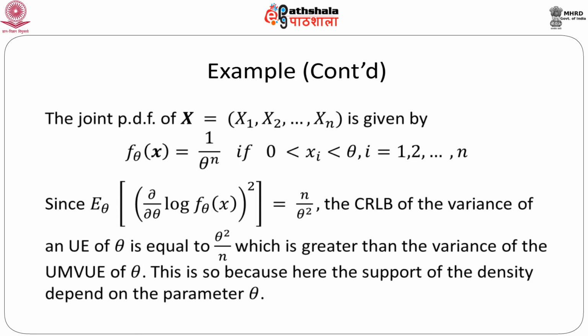Now, the joint PDF of the vector x, which is equal to (x1, x2, up to xn), is given by f_θ(x) equals 1/θⁿ if 0 < xi < θ for all i from 1 up to n, and equals 0 otherwise. Therefore, the expectation under θ of (∂/∂θ log f_θ(x))² is equal to n/θ². Therefore, the CRLB of the variance of an unbiased estimator of θ is equal to θ²/n, which is greater than the variance of the UMVUE of θ. This is so because here the support of the distribution depends on the parameter θ.